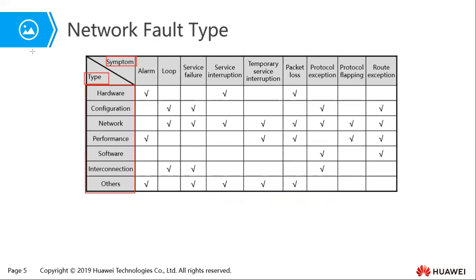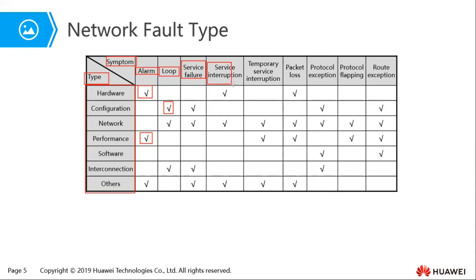So some of the symptoms include an alarm. So is the fault going to cause an alarm? For example, a hardware fault most likely will cause an alarm. Performance fault, for example, if the CPU is at 100% usage, most likely it's going to cause an alarm. Then the other symptom is when you're having loops in your network. So for example, if you do misconfiguration of OSPF areas, or STP, then you might have loops in your network.